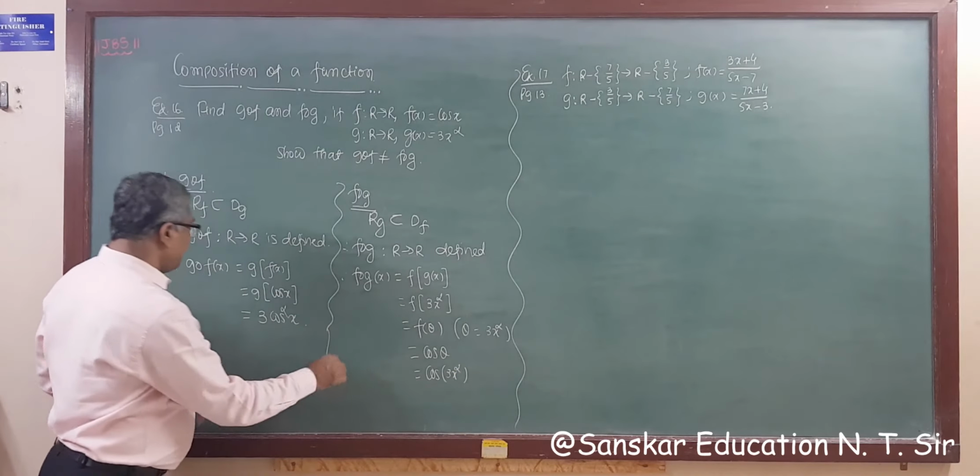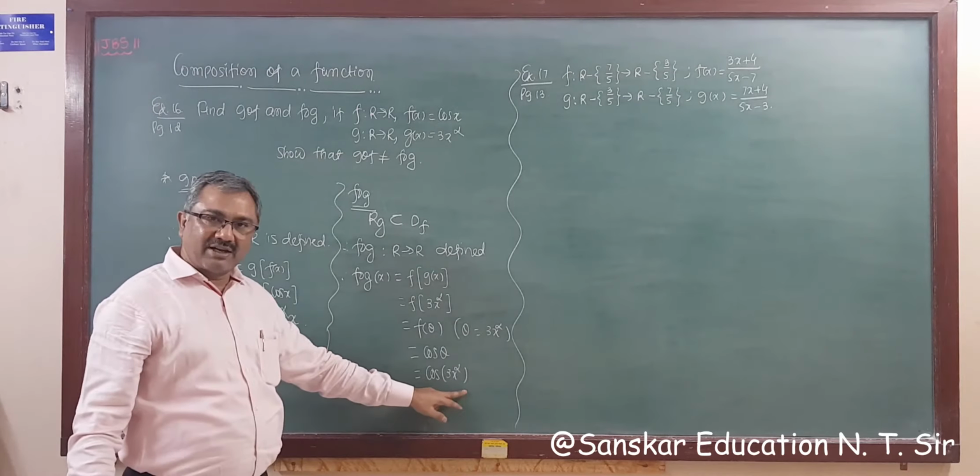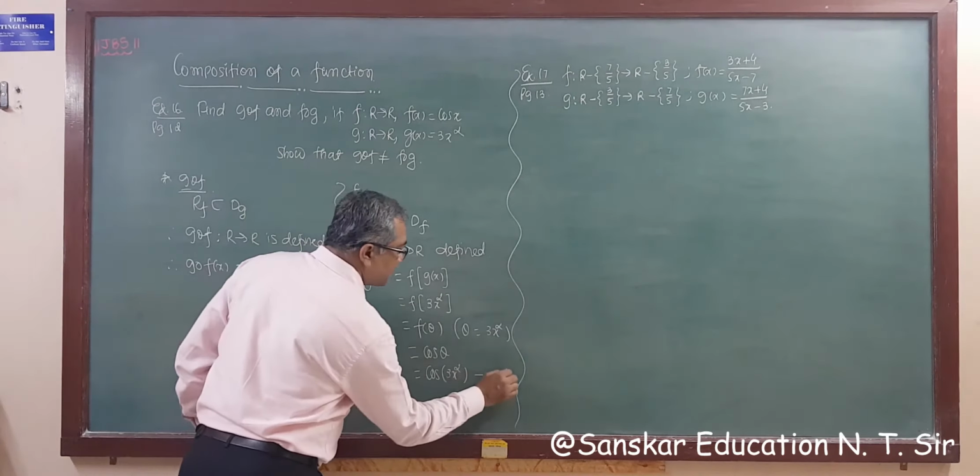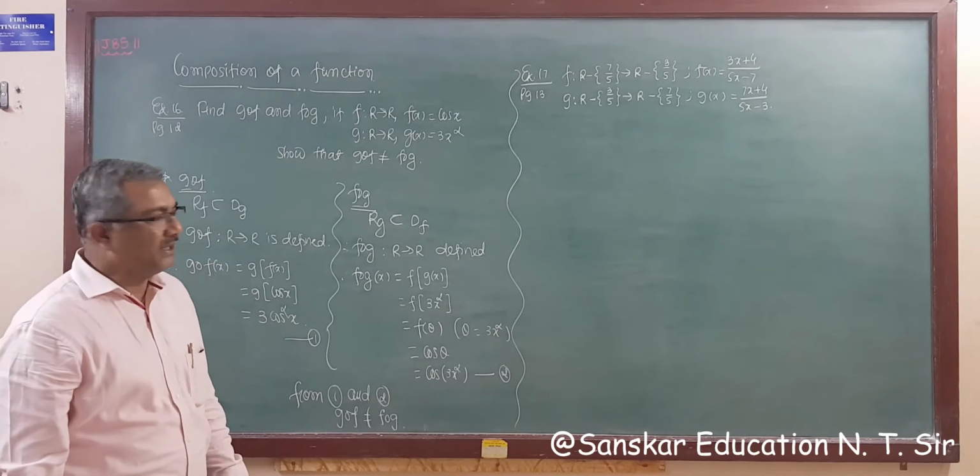Now check. Is 3 cos square x equal to cos 3x square? No, right? So from 1 and 2, this is 1 and this is 2, you can write from 1 and 2 that g over f is not equal to f over g, right?